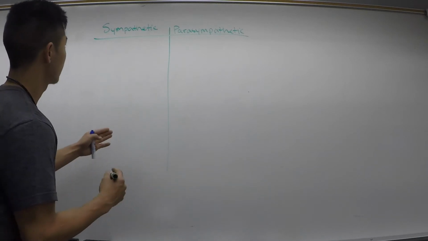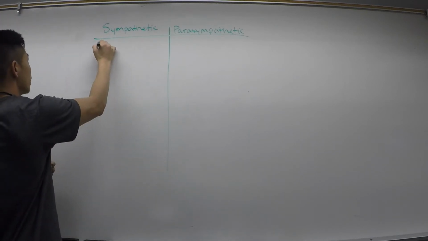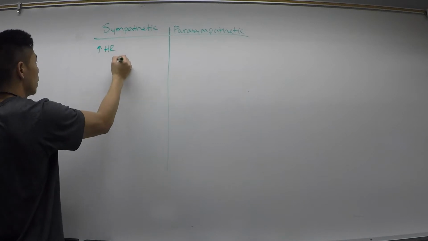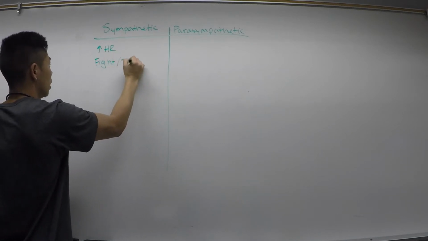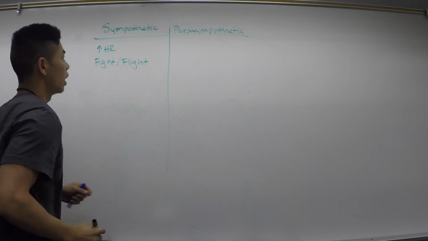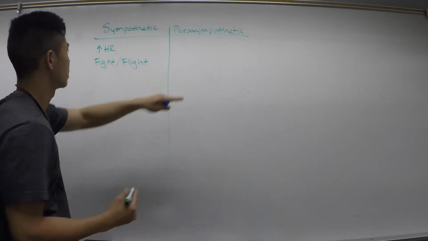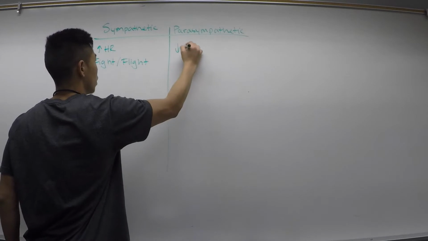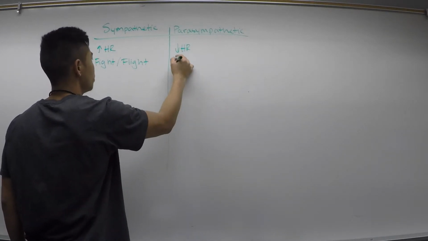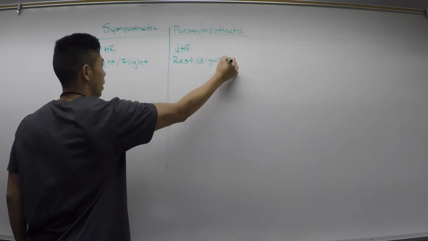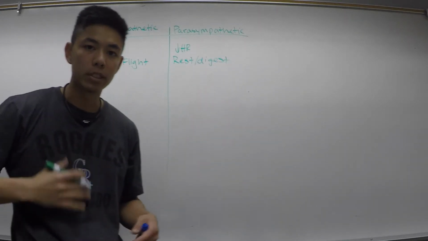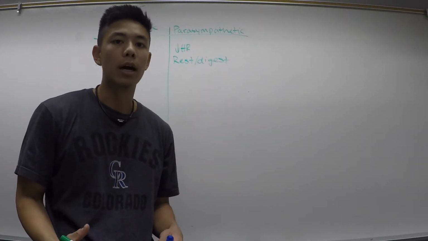And so for the sympathetic nervous system, we know that that's always going to increase our heart rate. It's going to be known as a fight or flight. Our parasympathetic nervous system is going to want to decrease our heart rate, and it's going to be more of a rest and digest type feeling. Our body's going to slow down more. We're going to be able to digest our food.